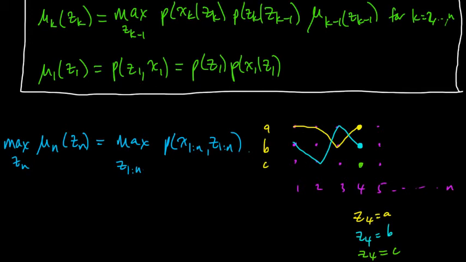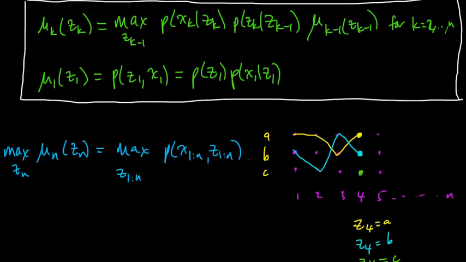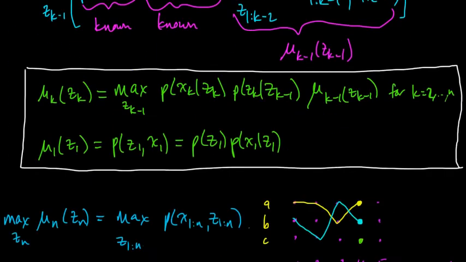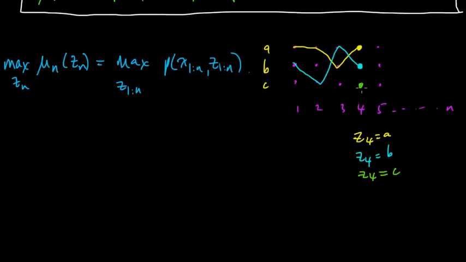So in other words, it's this thing. It's the path that gets the value mu for z4. It's maximizing over the z's that came before z4. And let's say the path for this one is, I don't know, maybe it's something like this.